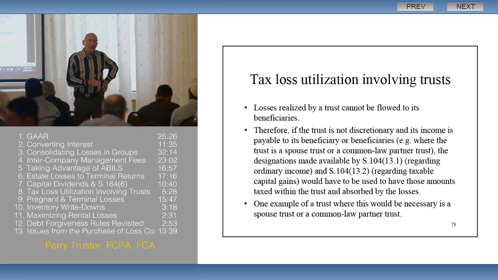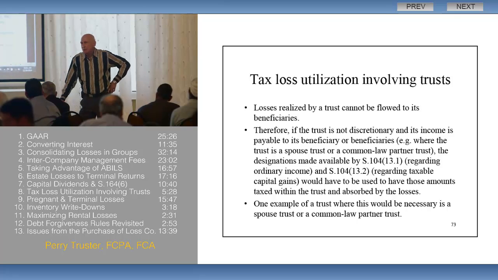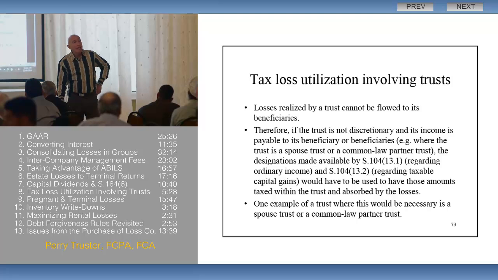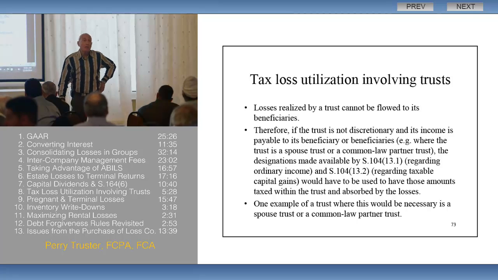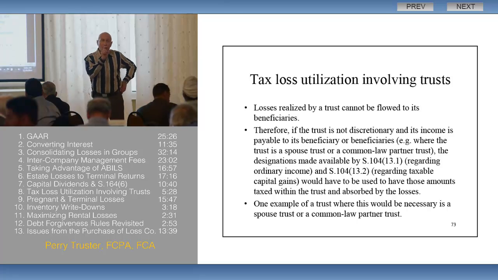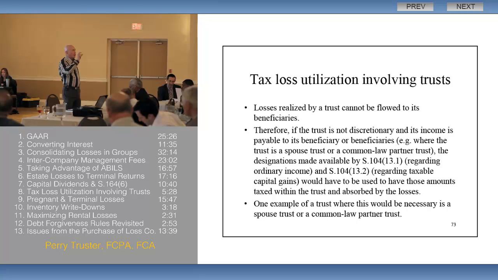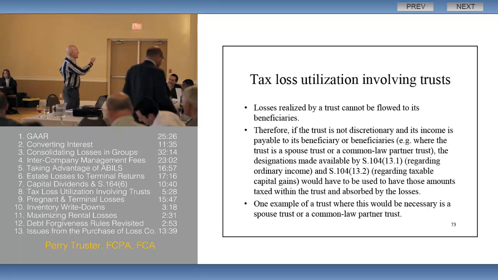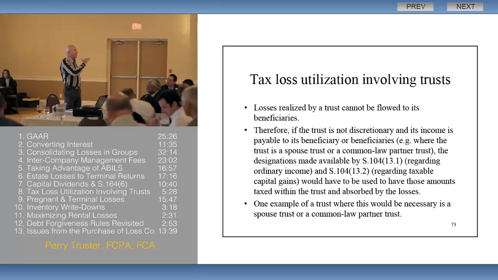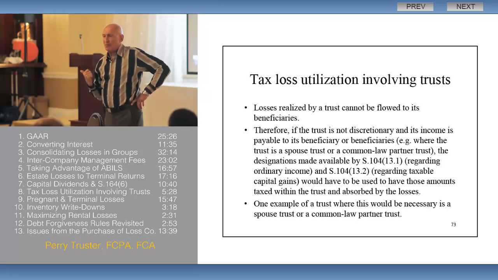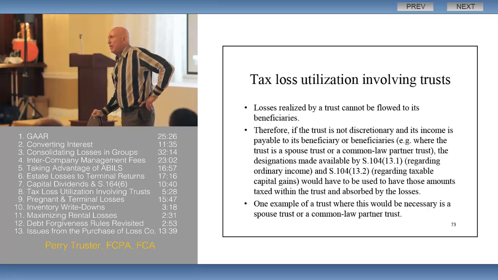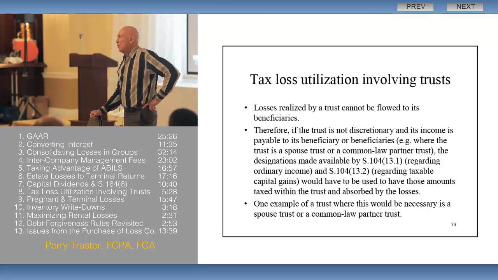So if that's the case, and the spouse trust has losses, how do you use them? Well, you use them by electing under 104.13.1 or 104.13.2. Those provisions say that even though the income is paid to the spouse, in my example, beneficiary, the trust can elect to treat it as not having been paid. And so the income is taxed inside the trust, and the after-tax capital is distributed. The payment to the spouse, in my example, is treated as if it had been an after-tax distribution of capital.